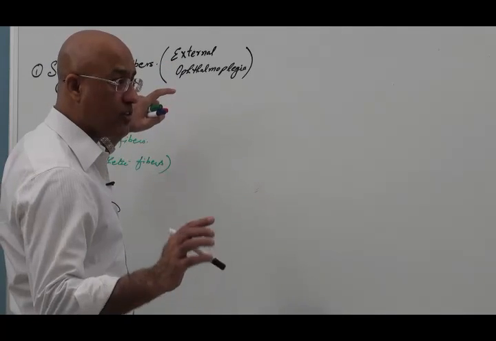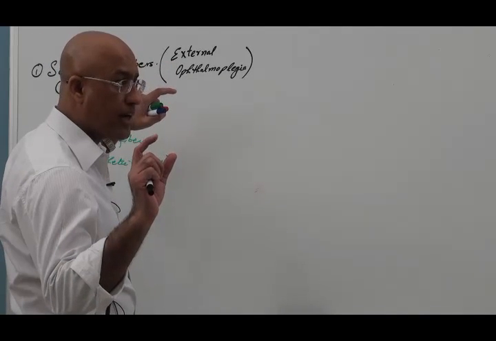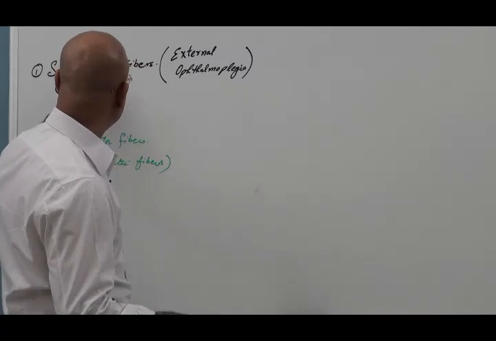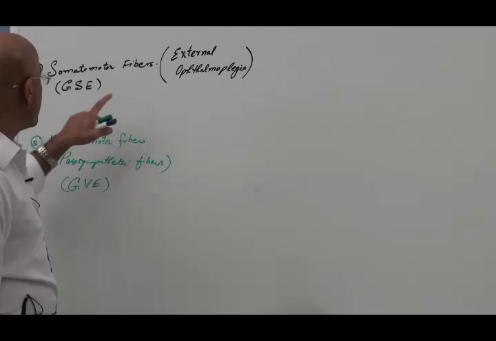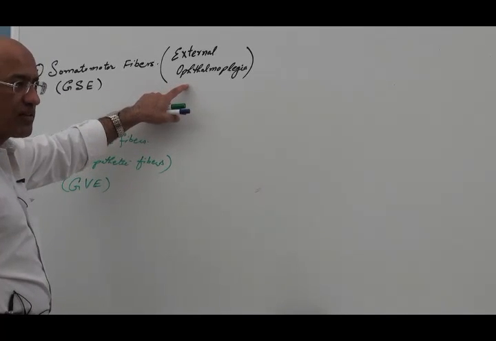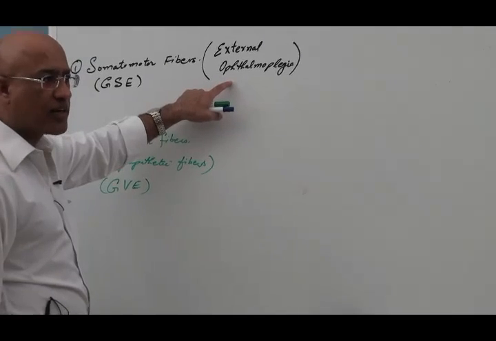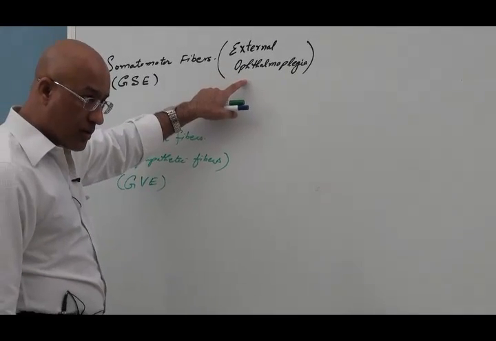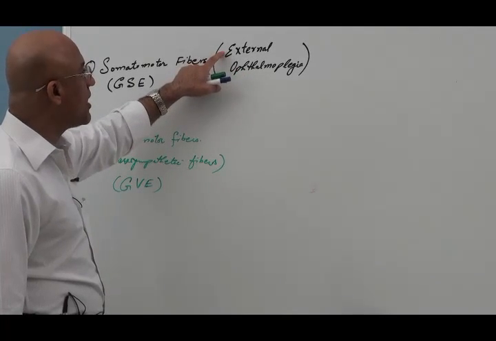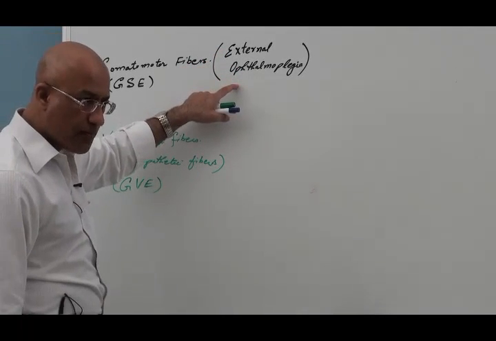In the eyeball there is internal muscle like sphincter pupillae, dilator pupillae, or ciliaris. We are not talking about that. We were talking about when somatomotor fibers fail, when general somatic efferent fibers fail, then extraocular muscles, all of them fail except lateral rectus and superior oblique, right? And this kind of situation is called external ophthalmoplegia, right?